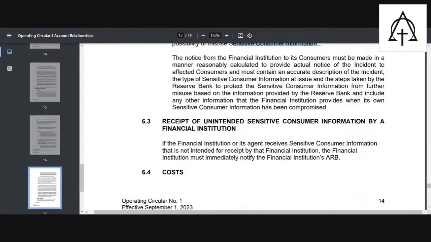The notice from the financial institution to its consumers must be made in a manner reasonably calculated to provide actual notice of the incident to affected consumers and must contain an accurate description of the incident. You have to be able to describe why you're not qualified to be giving them a name and address with all that other stuff and signing the documents. Because you're allowed to give a number in lieu of a name and address.